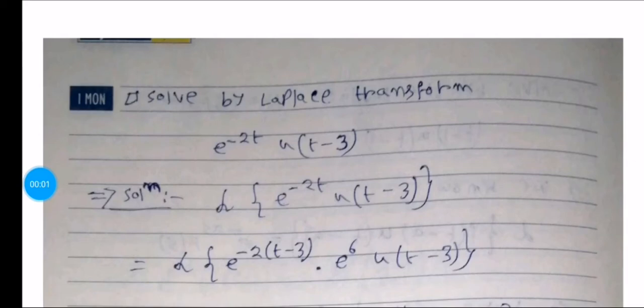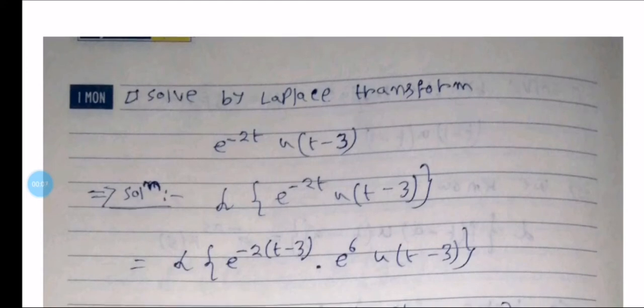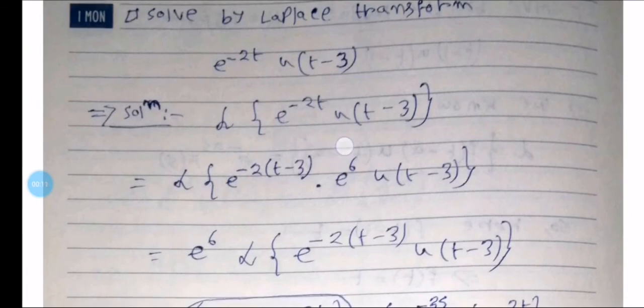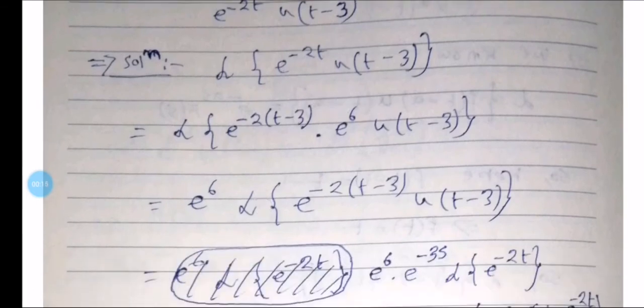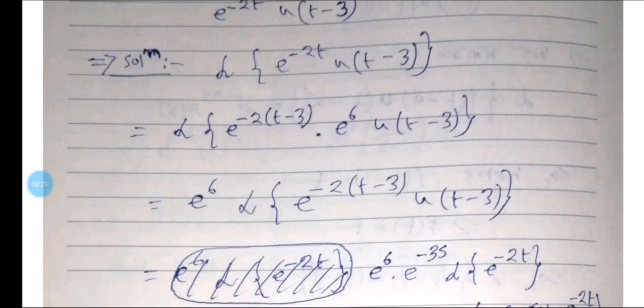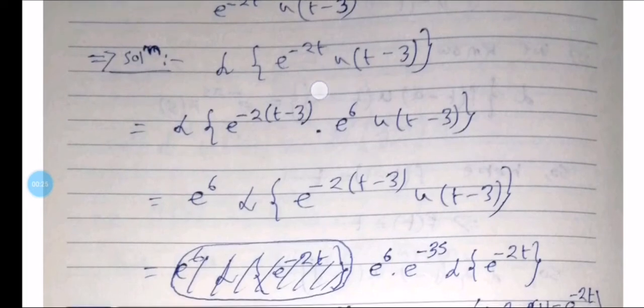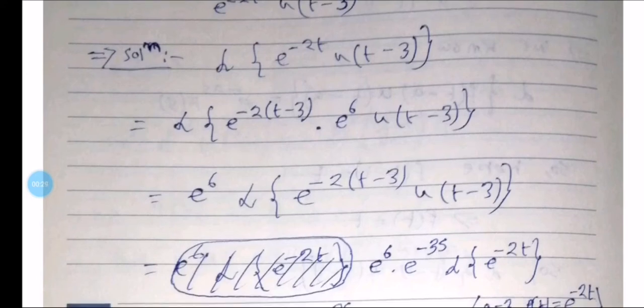Continue with the next example. Find the Laplace transform of the function e to the power minus 2t times u of t minus 3. So L of e to the power minus 2t u of t minus 3 equals, we can write e to the power minus 2 times (t minus 3) times e to the power minus 6, because e to the power 6 and e to the power minus 6 will get cancelled, and we will receive e to the power minus 2t, and we can write u of t minus 3.